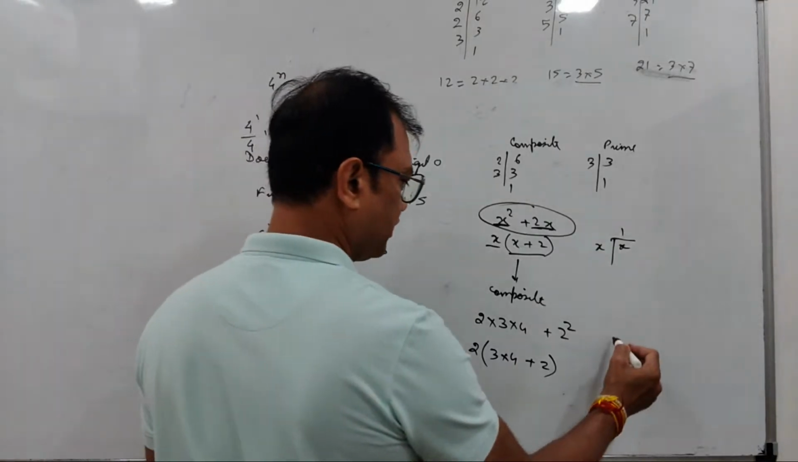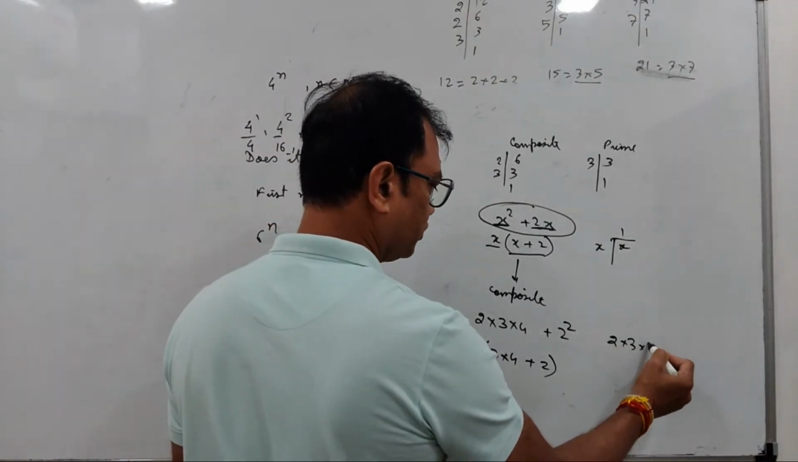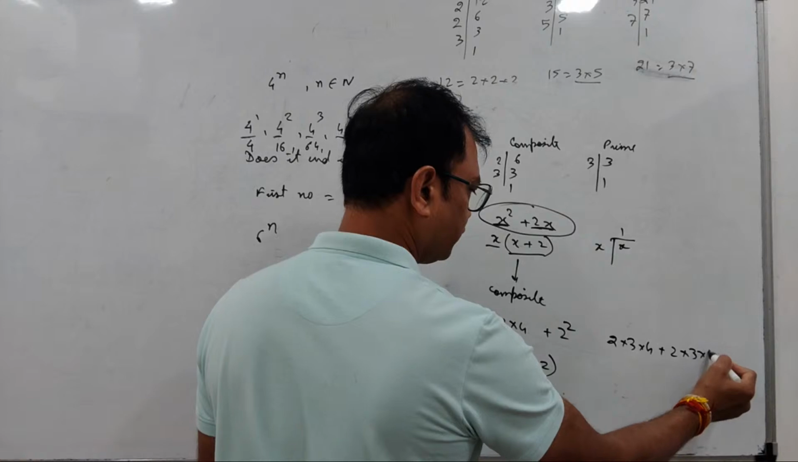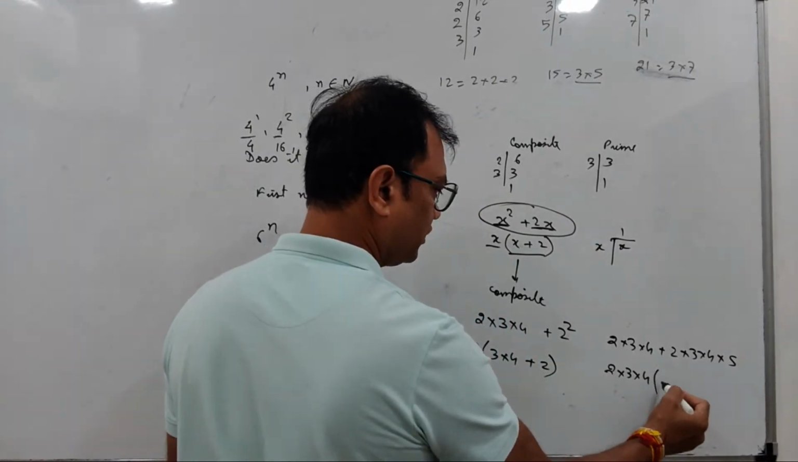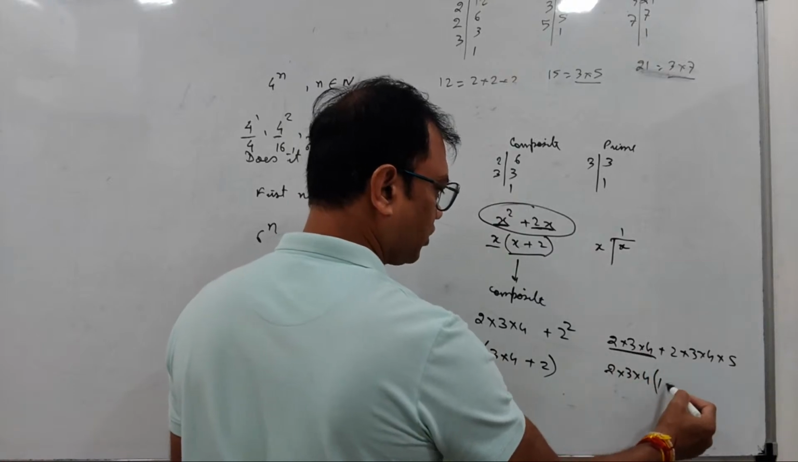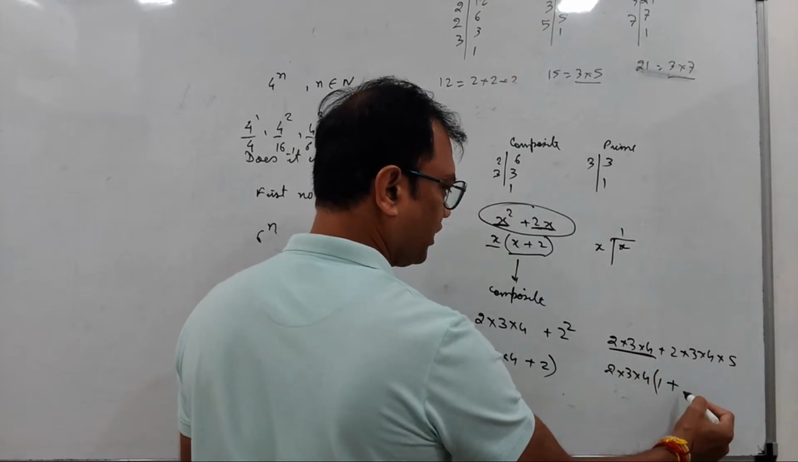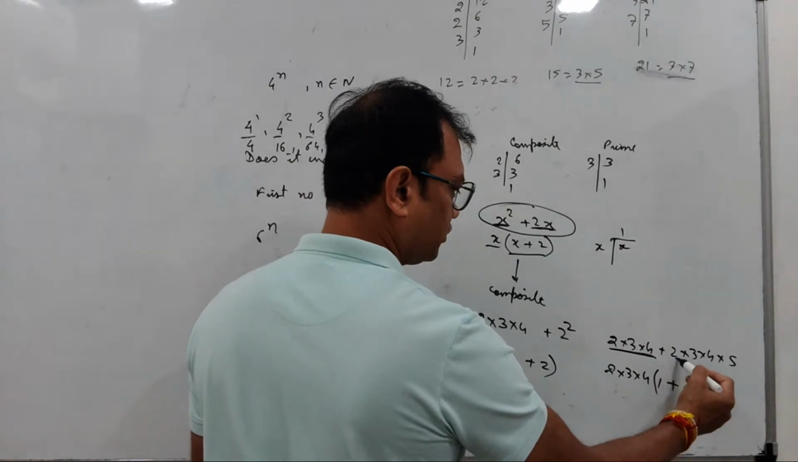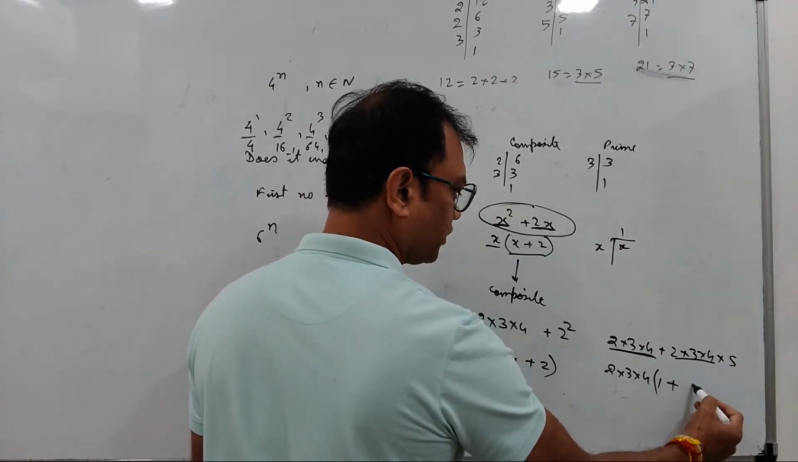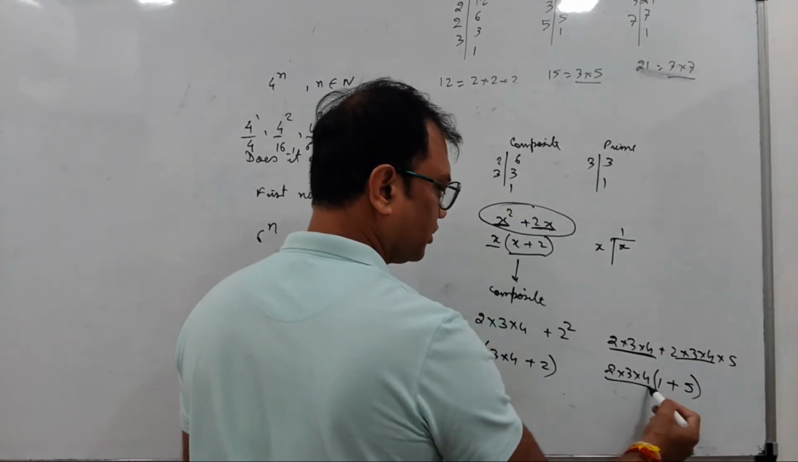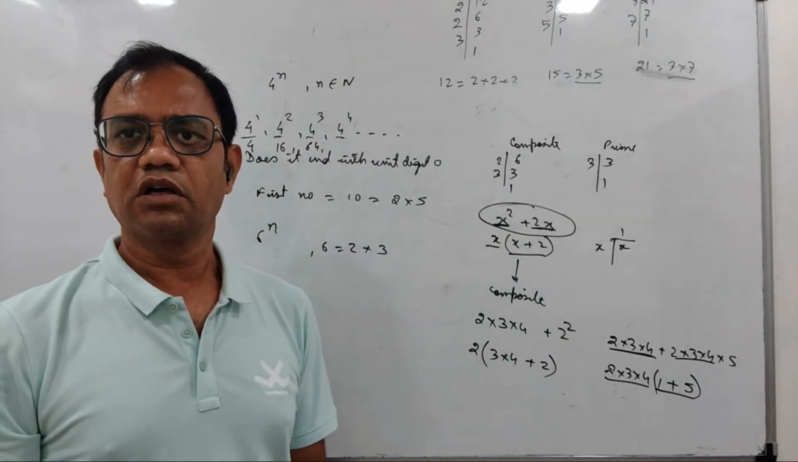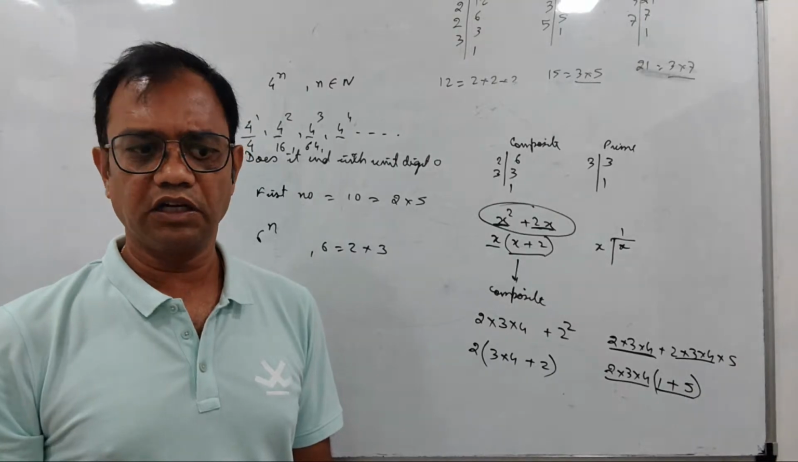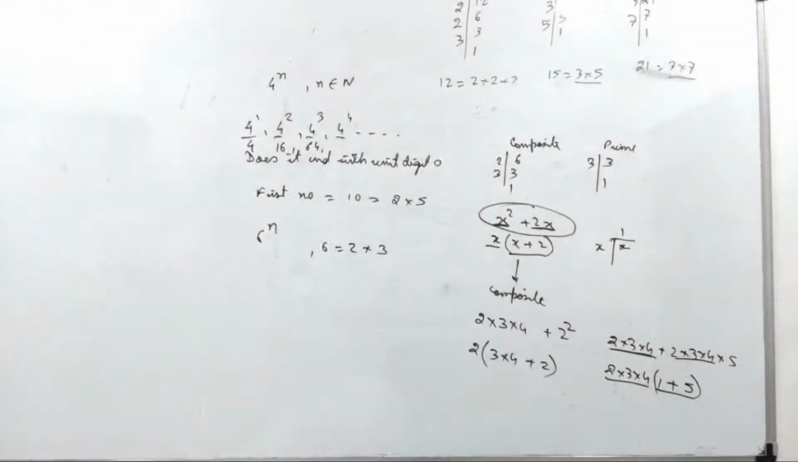If I say, let's say 2 into 3 into 4 plus 2 into 3 into 4 into 5, I can take out 2 into 3 into 4 common. If all the terms are common, then 1 is left. After that plus, 2 into 3 into 4 has been taken out as common, so 5. So these are the factors, therefore it is composite. A composite number has any other factor apart from 1 and itself.